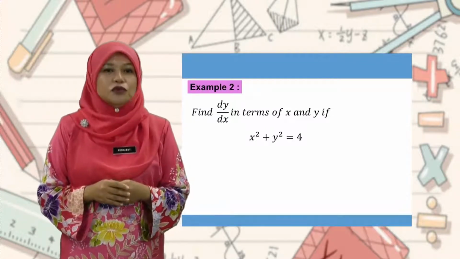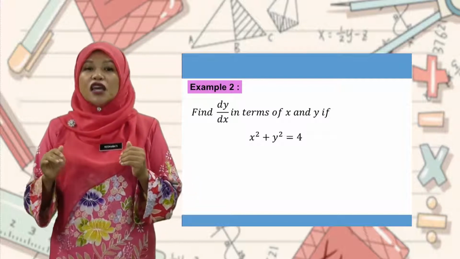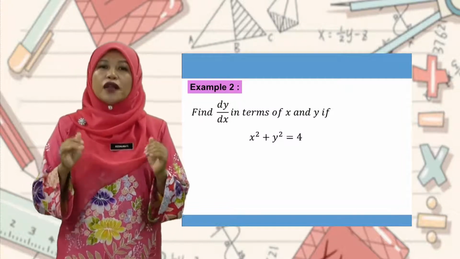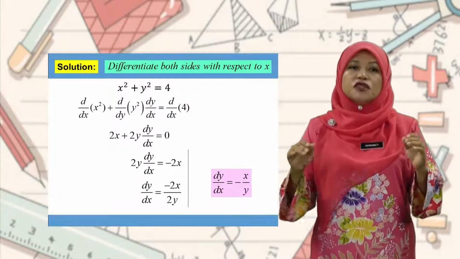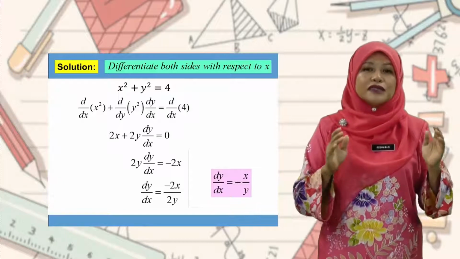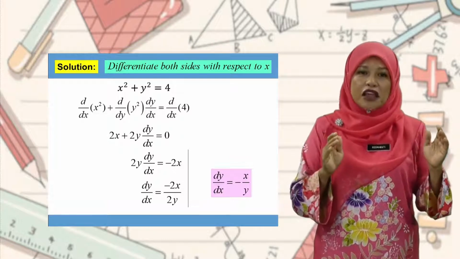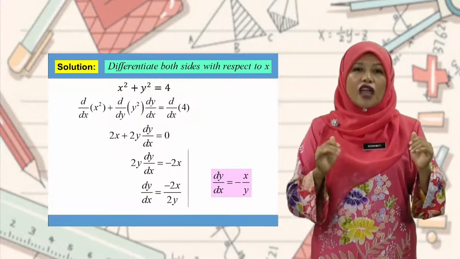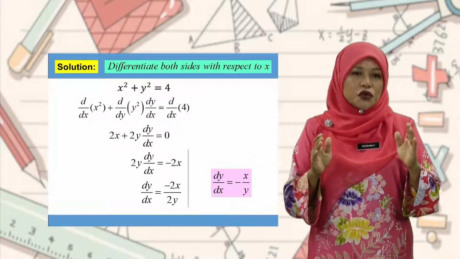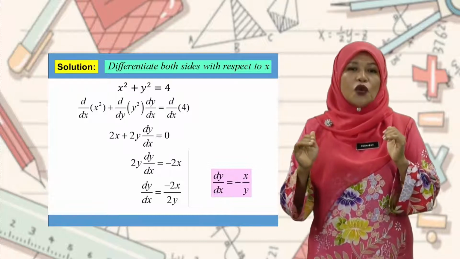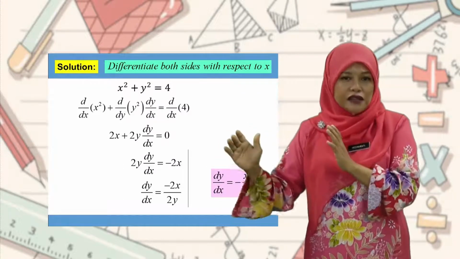In example 2, we want to find dy dx in terms of x and y if we are given x squared plus y squared equal to 4. We do have an equation, so we need to differentiate both sides with respect to x. Let's differentiate the left side first, where we have x squared plus y squared. So the differentiation of x squared plus the differentiation of y squared, equal to the differentiation of the right side.